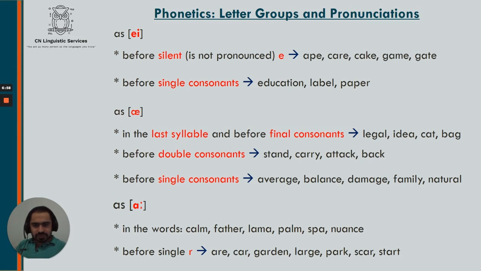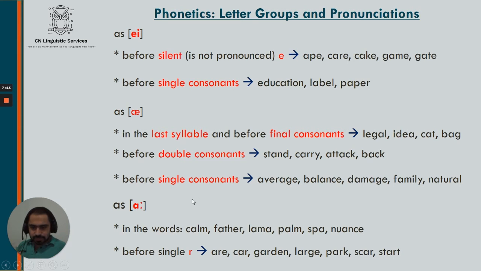The next rule is again before single consonants. You can say that we have the same rule here. How will I pronounce it? Either way, so it's pronounced in either way. You can pronounce average, balance, damage, family, natural in both ways. It's up to you.